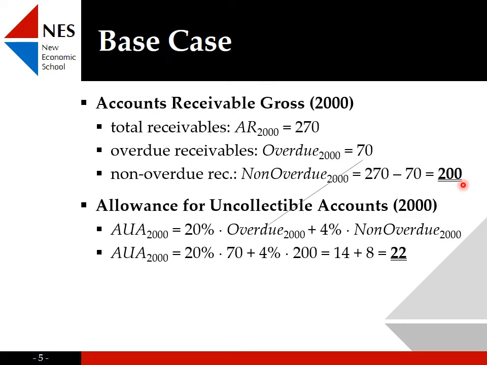Then we also know that the company requires 20% allowance for the overdue accounts and 4% for the non-overdue accounts. So 20% of 70 is 14, 4% of 200 is 8. These two numbers add up to 22. It would be good if you remember that number, because we will return to it a couple of times.